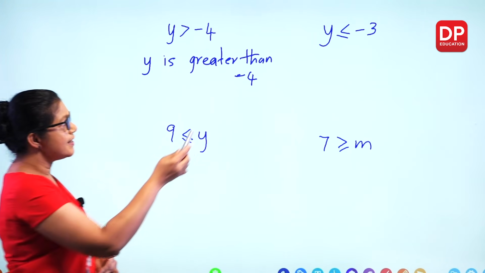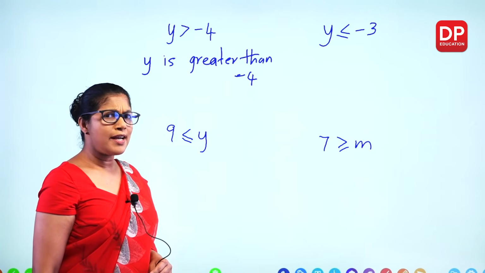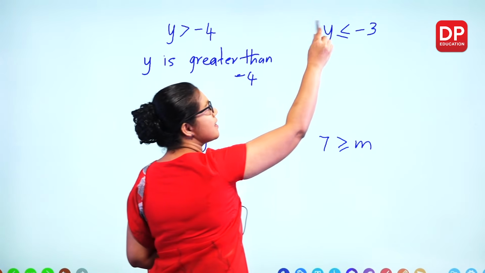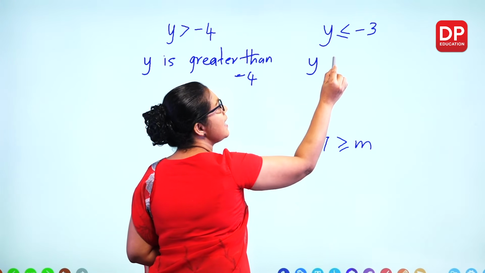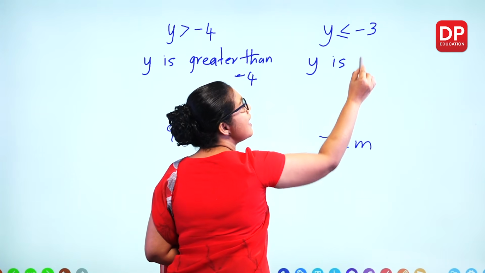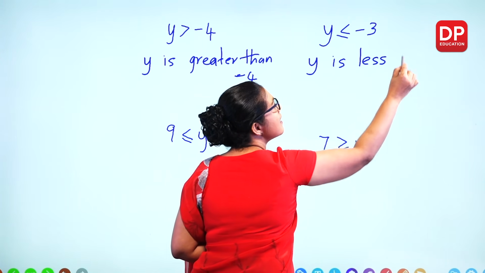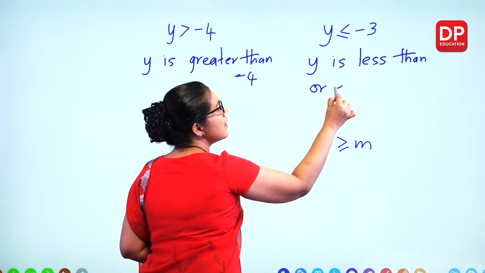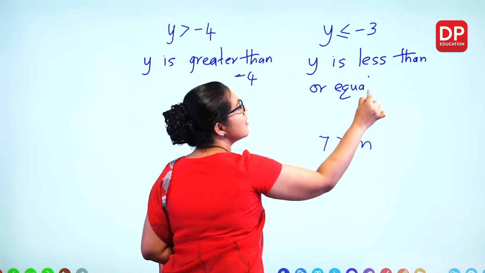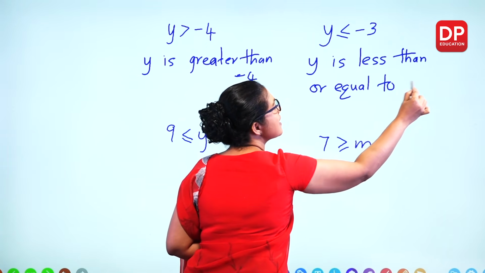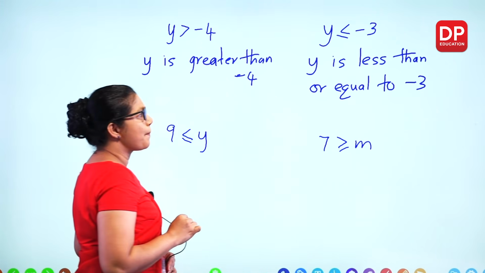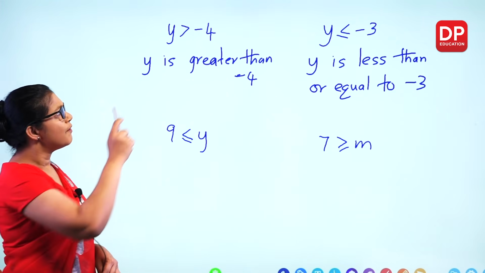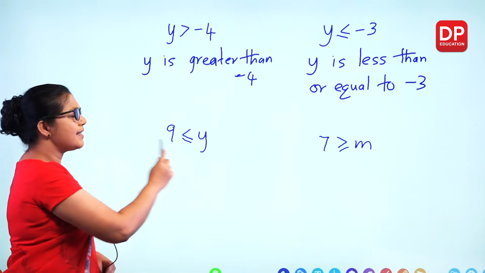How can I write this one? Try now. Starting with the letter, y is less than or equal to -3. Now here, what's the difference between this one and this one?